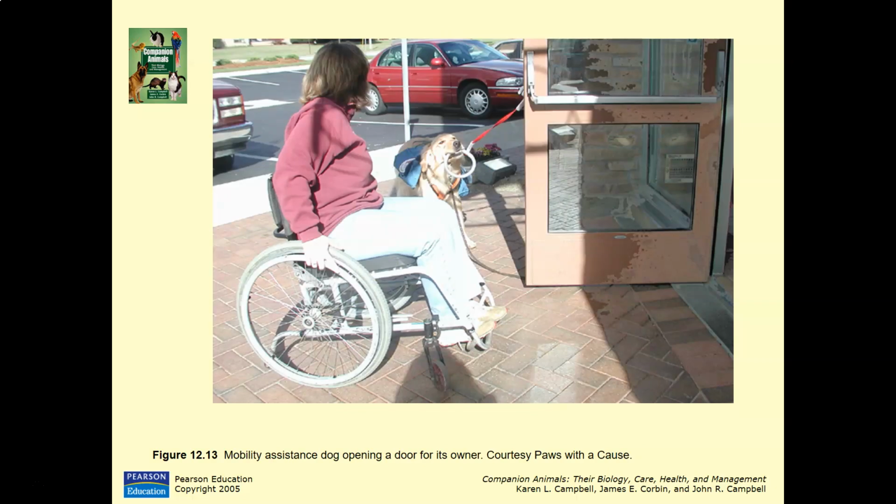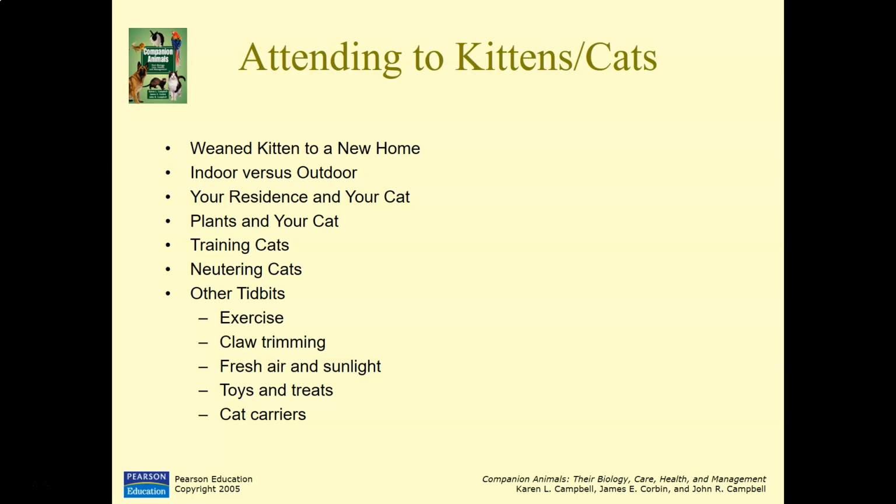Here's an example of a therapy type dog, or a special kind of trained dog, that's helping their owner open a door. So there are all these different types of training that you could potentially have for dogs specifically. Now running over the kittens or cats, it's kind of the same thing that we're talking about.